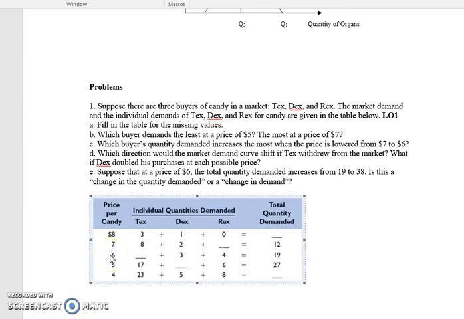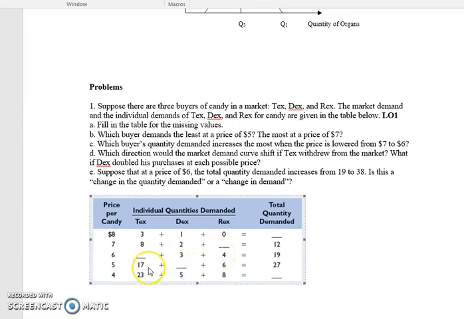For the next one, when the price of candy is 6, this is the third row. We don't know what Tex will buy, but we know Dex will buy 3 and Rex will buy 4. Total is 19. So 3 and 4 is 7, and 19 minus 7 is 12. So Tex must buy 12 at 6, for the total to be 19.